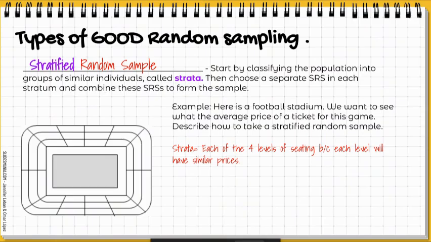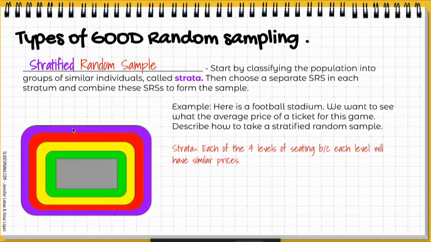So let's look at this football stadium. Here is the football field, and then here's the stadium. This looks familiar, right? So we want to see what the average price of a ticket for this game is. Describe how you will take a stratified random sample. So you would need to come up with grouping. Our strata are our groups of similar individuals. In this one, we're going to do each of the 4 levels of seating because each level will have similar prices. So this is level 1. Are there 4 levels? 1, 2, 3, 4. So that's our 4 levels. There we go. Different colors to represent the levels.